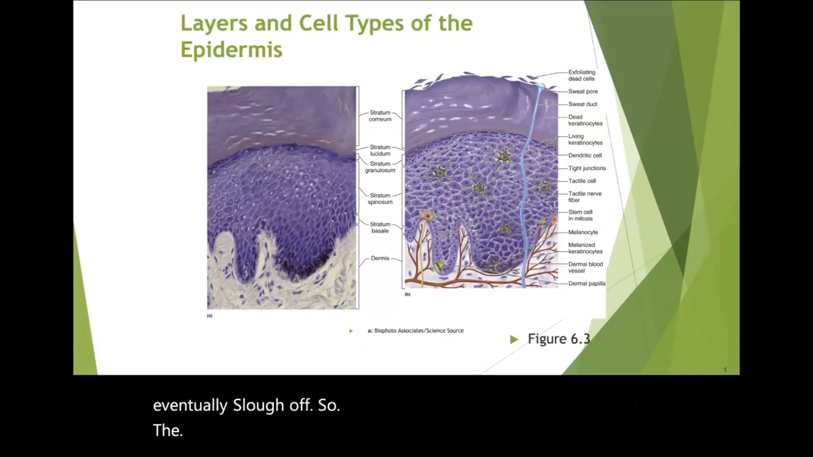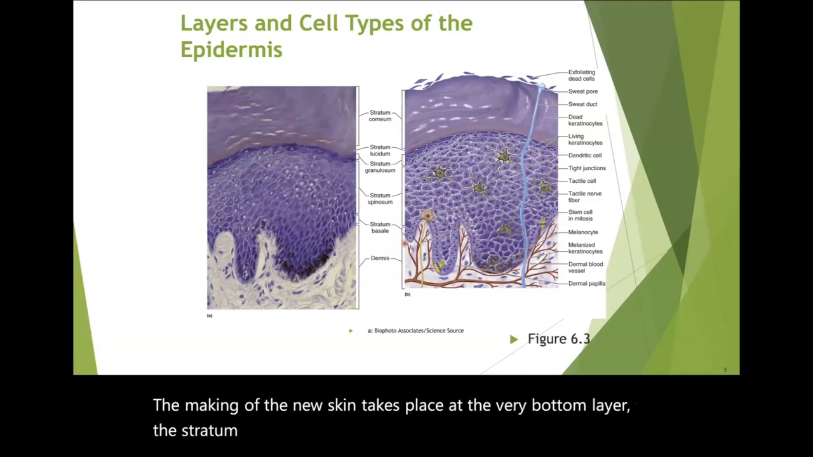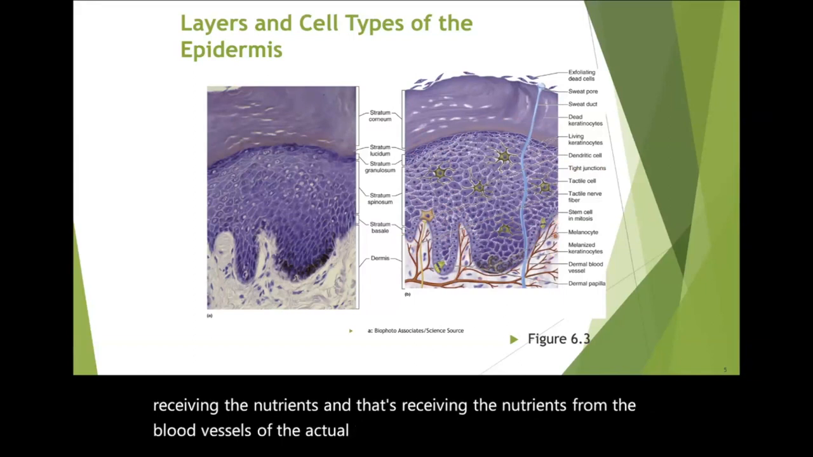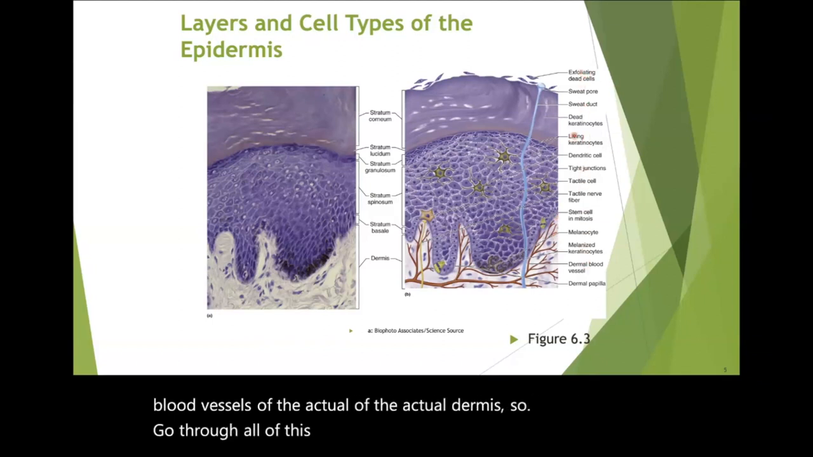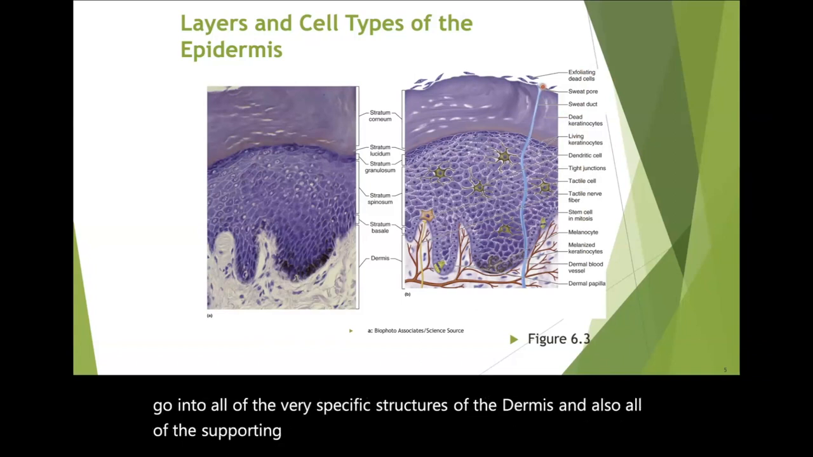So the making of the new skin takes place at the very bottom layer, the stratum basale, because this right here is the layer that is receiving the nutrients, and it's receiving the nutrients from the blood vessels of the actual dermis. So go through all of this, understand. We do in our later PowerPoints go into all of the very specific structures of the dermis, and also all of the supporting structures too.